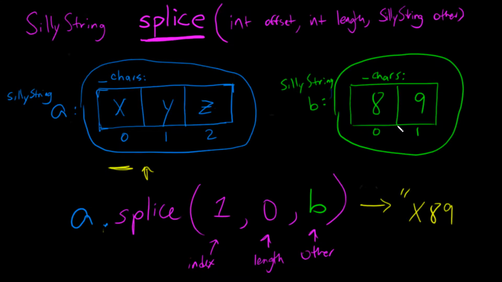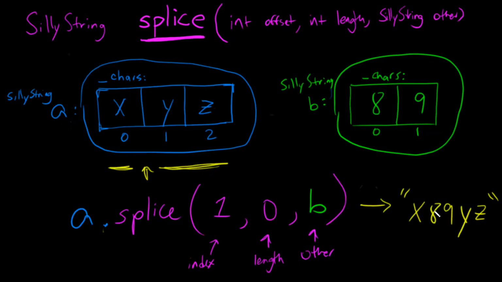We've reached the end of this particular string, so all that's left for us to do is copy the rest of our original character array. So Y and Z will follow. And so notice that we have inserted the string 8, 9 into the string XYZ at this point.